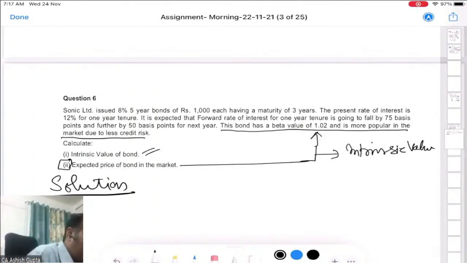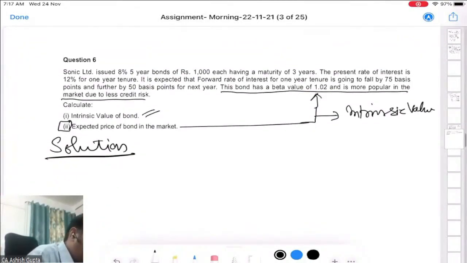First of all, if the tenure is 3 years, we shall first calculate the yield for the 3 years.